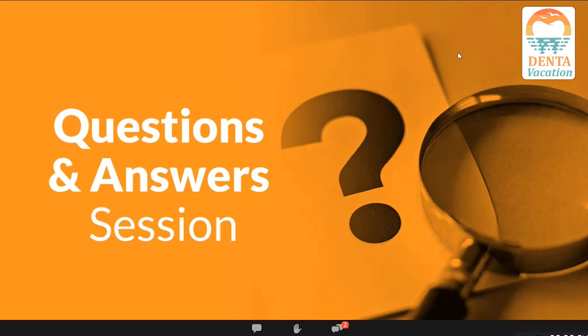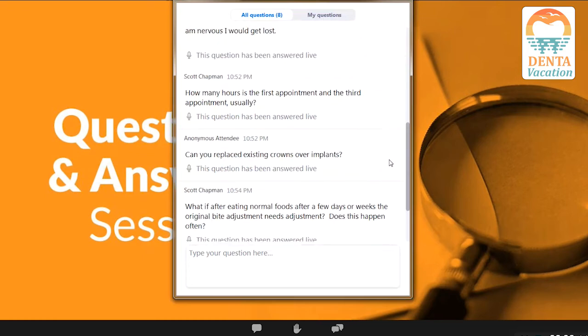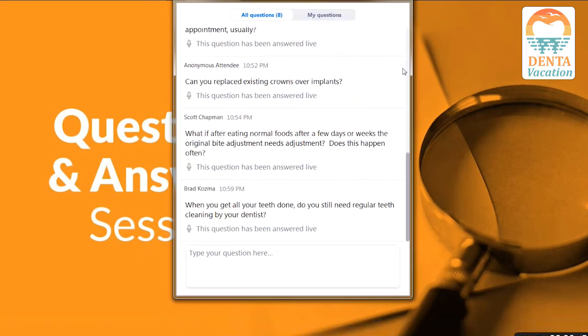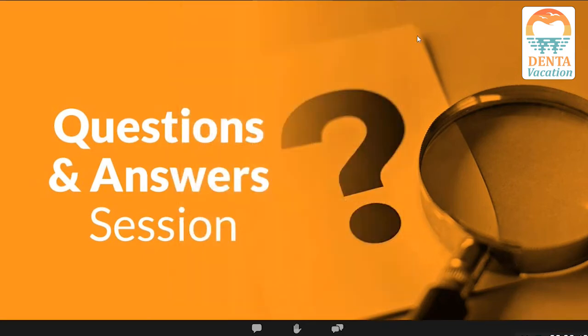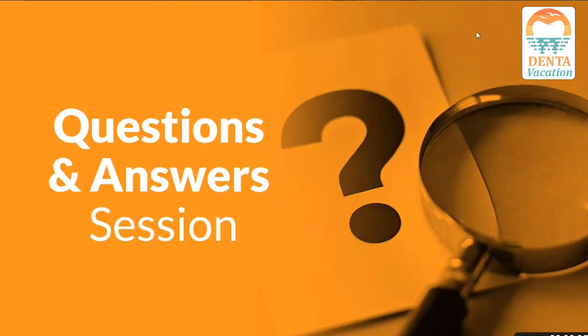Okay, we have another question about implants. If one wants to get a full mouth restoration and they have a few teeth missing, would they need to get implants into the spaces where the teeth are missing first? Or can they get a crown on those missing spaces?